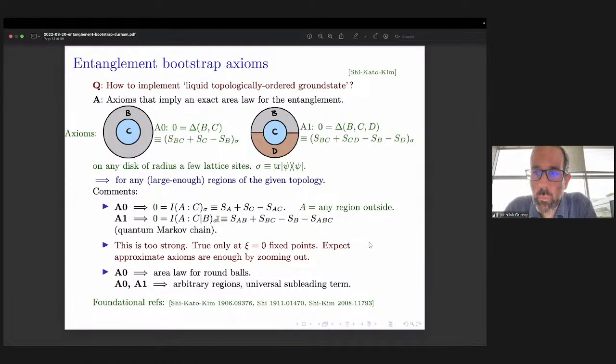One thing you can prove pretty immediately from the axioms is that if the axioms are true on a small ball, then they're also true on any region whose topology is the same as these pictures. So you can extend the axioms to big balls and deformed balls, as long as the topology is the same, as long as there's an interior and its thickened boundary is separated into B and D.